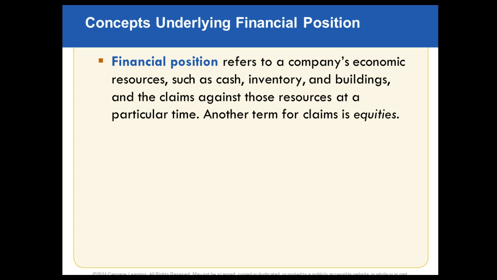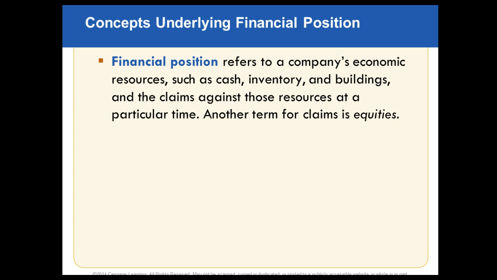Financial position refers to the company's economic resources. The types of economic resources would be cash, inventory, and buildings, and then the claims against those resources, which are the liabilities, at a particular time. So financial position is basically what we will show as what's called the balance sheet of a company.